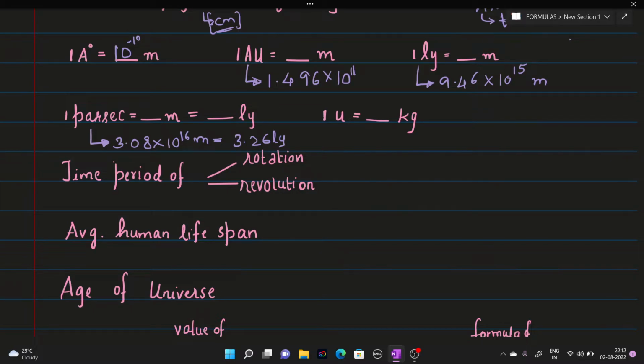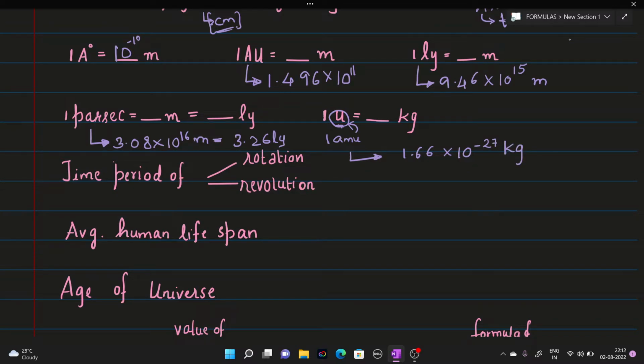Next is unified atomic mass. The U stands for unified atomic mass, or initially it was 1 AMU, now it has been changed. 1 U in kgs can be written as 1.66 into 10 to the power minus 27 kg.